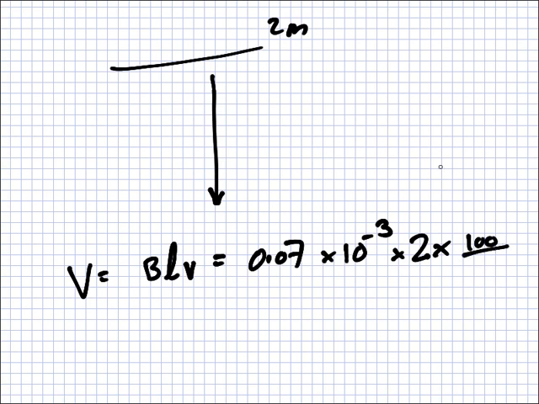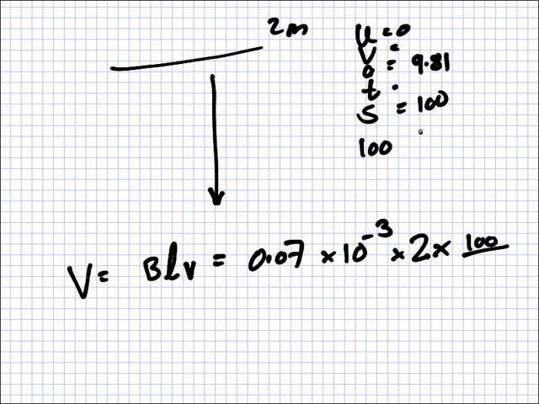If I use UVATS, U is 0, V we don't know, A is, we'll keep it positive down, 9.81, T we don't know, S is 100. S equals UT plus a half A T squared. So the T is square root of 100 over 4.905. Okay, so what answer is this?